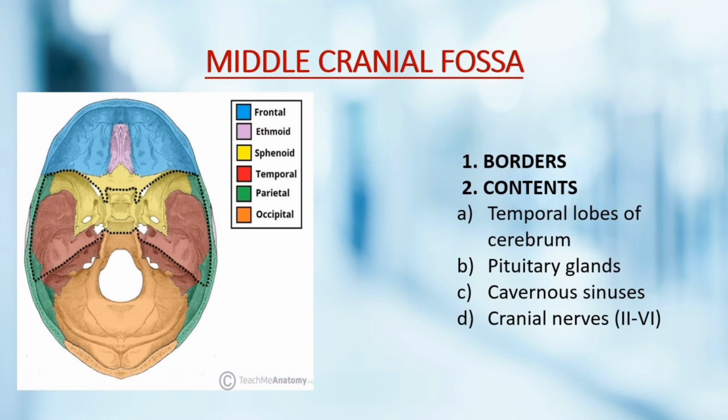Posteriorly and laterally it is bounded by the superior border of the petrous part of the temporal bone. Posteriorly and medially it is bounded by the dorsum sellae of the sphenoid bone. This is a large superior projection of bone that arises from the sphenoidal body. The floor is formed by the body and greater wing of the sphenoid, and the squamous and petrous parts of the temporal bone. The contents of the middle cranial fossa include temporal lobes of the cerebrum, pituitary gland, cavernous sinuses and cranial nerves 2 to 6.